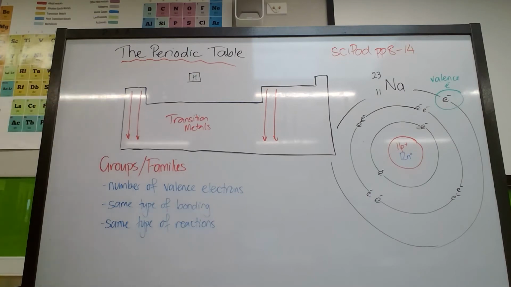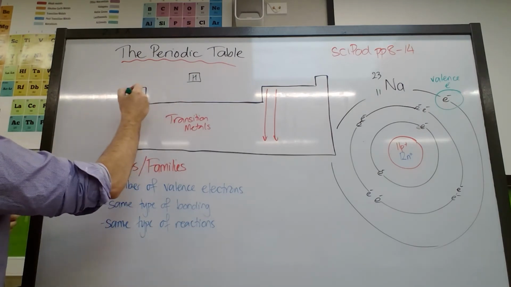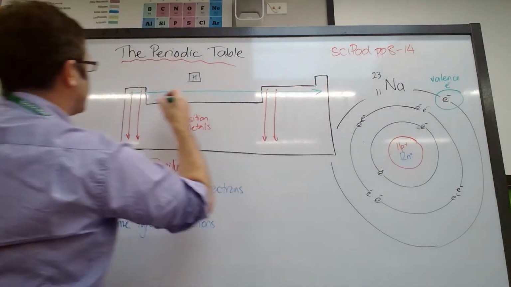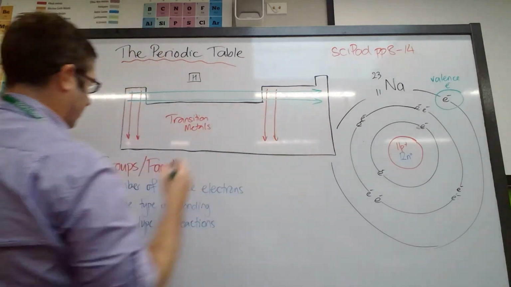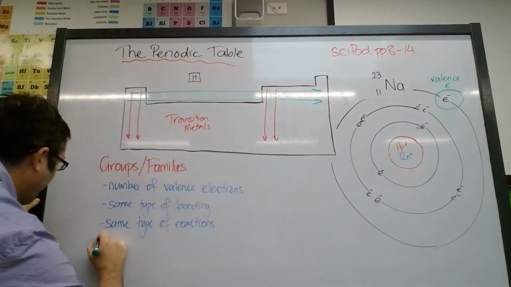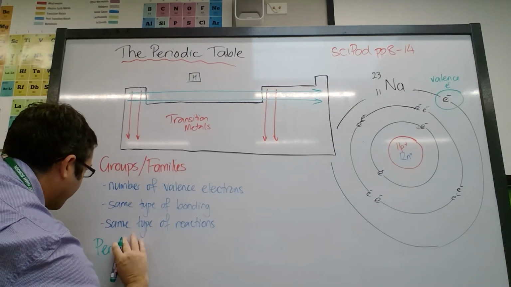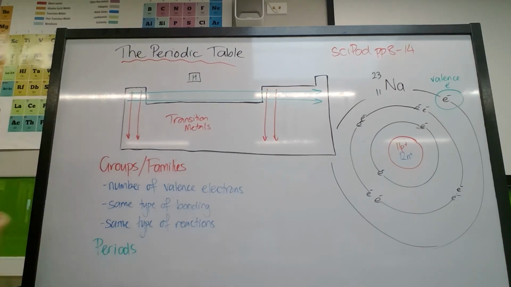Across, we see something quite different. So when we go across, and again, I'm going to skip the transition metals because they do funny things, we've got what's called a period. In periods, basically, all we're looking at is a trend. So we're looking at trends, going from metal to non-metal, going from solid to gas, that sort of thing.